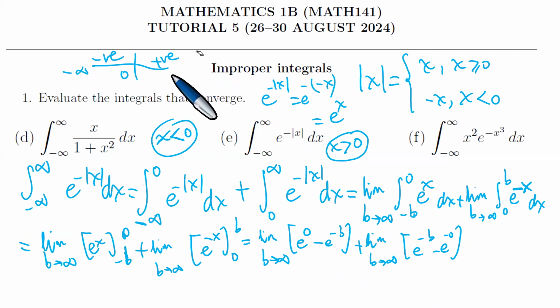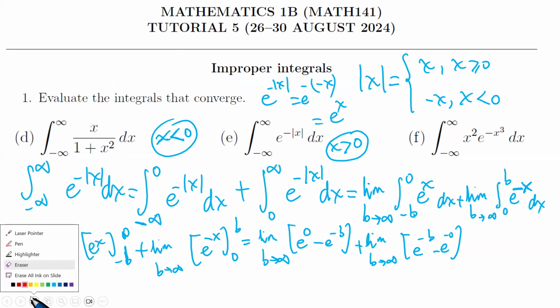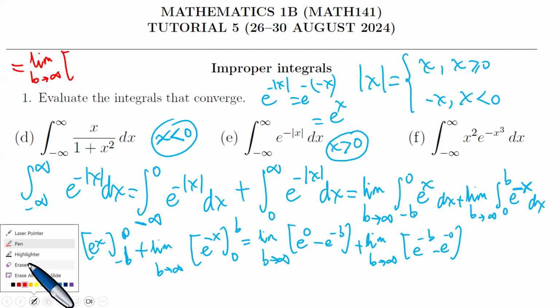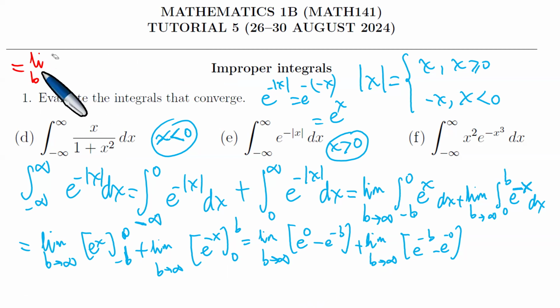What is this? This is the limit. The e to the 0 is 1 minus.